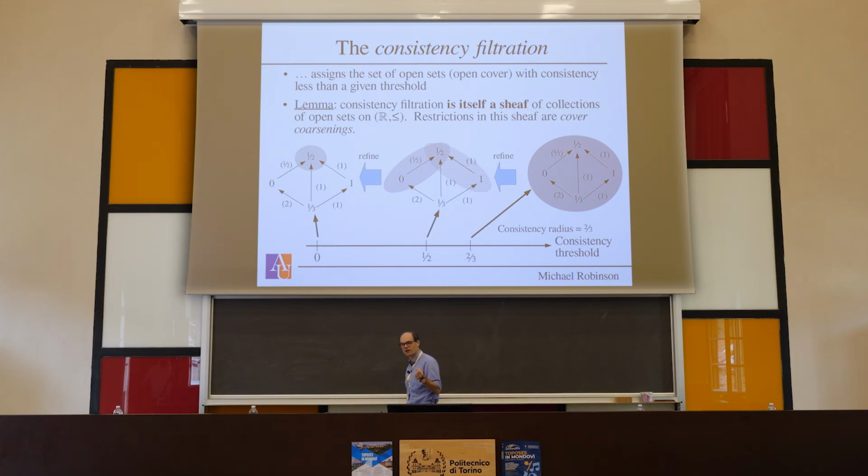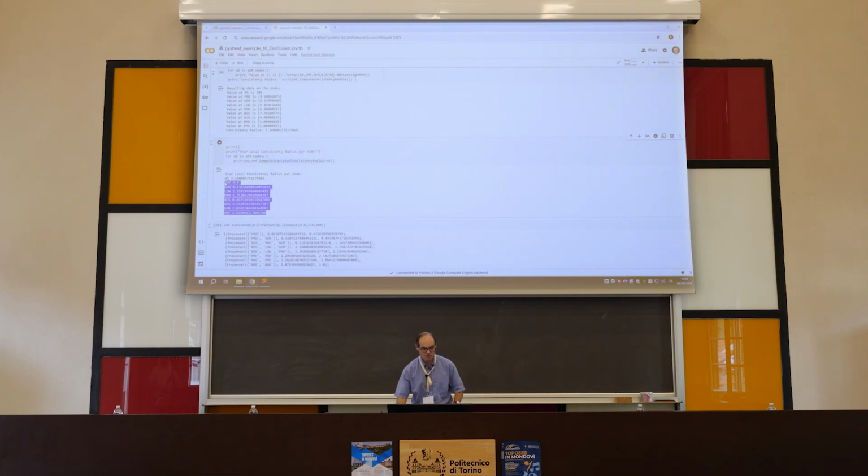There's a category of coverings in which the morphisms are cover coarsenings or refinements, depending on which way you want to go, contravariant or covariant, doesn't really matter. This is a sheaf on the real line. So that's kind of neat. That's kind of useful. Of course, then the question is, can you compute this? Can you compute this efficiently? And the answer, of course, is yes, you can.